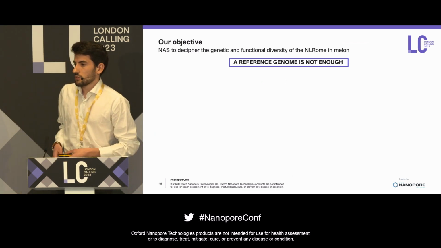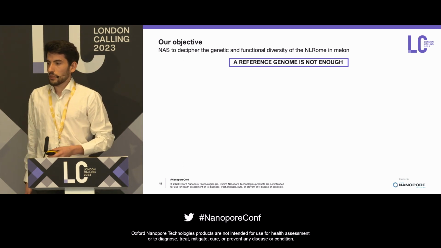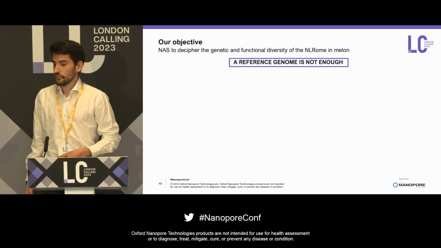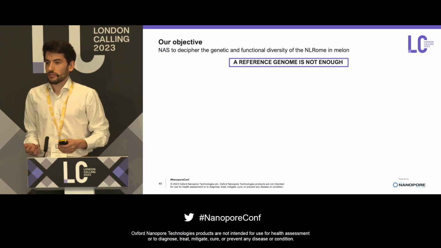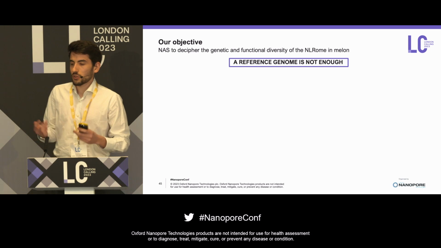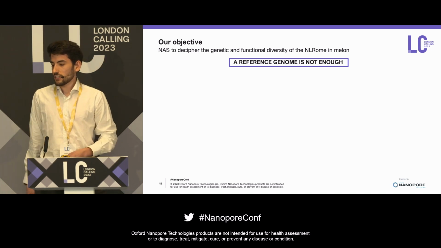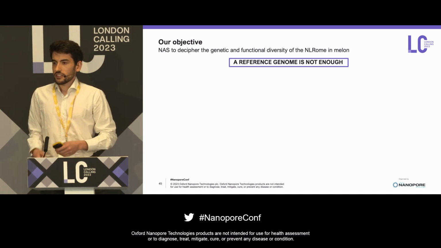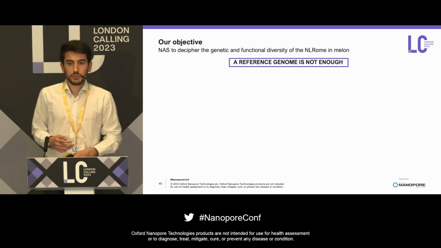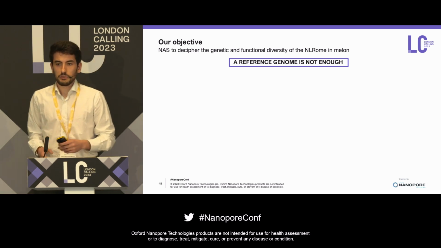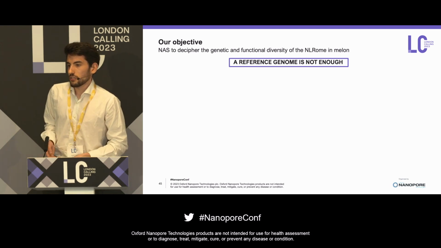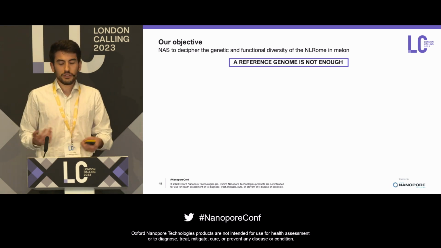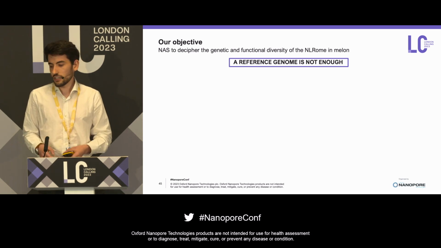So our objective is to use this approach, adaptive sampling, to decipher the genetic and functional diversity of the NLRome in melon. This NLRome is the collection of NLR genes that are the most important family of resistance genes in plants. And these NLR genes are very diverse, very variable, even between individuals or varieties of the same species. So it is clear that a single reference genome is not enough to characterize all of them, because we have a lot of NLR genes in other varieties that are not included in the reference.